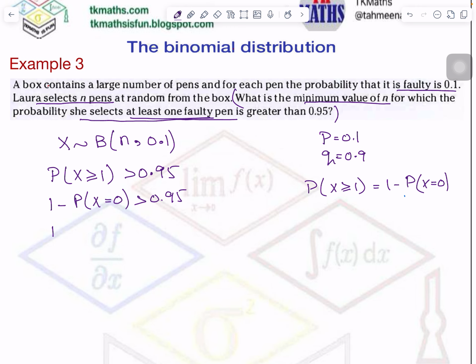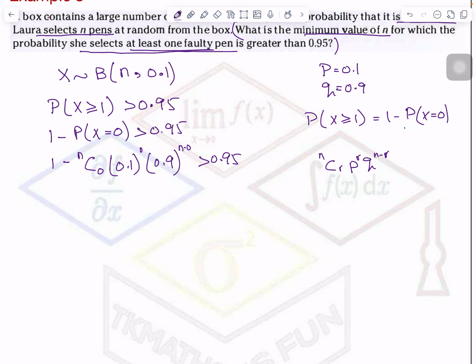So 1 minus, now I will use this formula, which is nCr p^r q^(n-r), right? I'm using this. So nC0, because r is 0, p^0, and q is n minus 0, which is n, greater than 0.95. So you know, whenever you have 0 here, this is equivalent to 1.